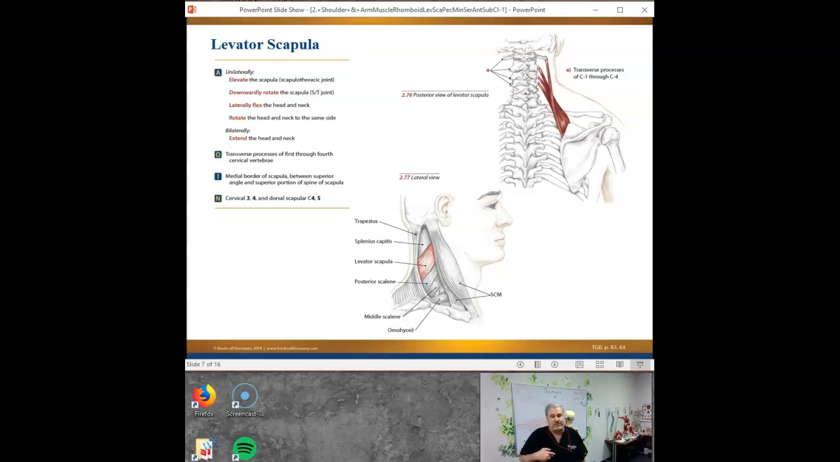Thank you for the question. Very good point. This elevates your scapula. So it's more than your shoulder, for somebody who maybe doesn't know the anatomy. Makes sense then?